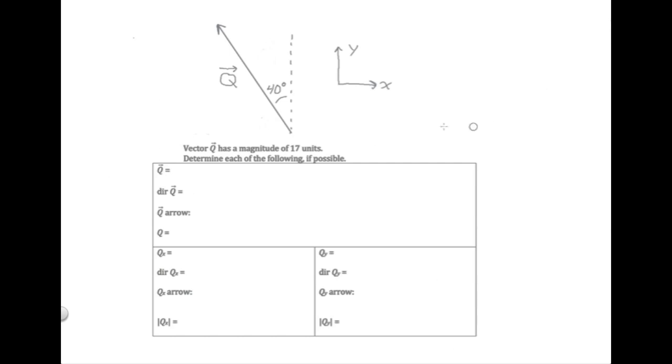Okay, please pause the video and try this new problem. Okay, I hope you gave that a shot. Now, did you notice that this is really the same problem as before? Did you see this was the same as before? Because this is the same exact vector as before. Did you realize that?